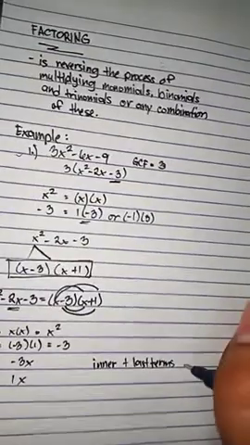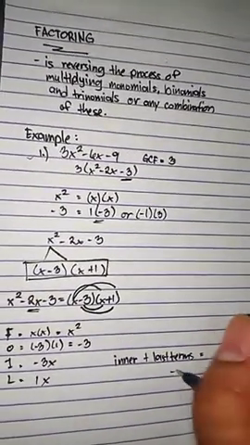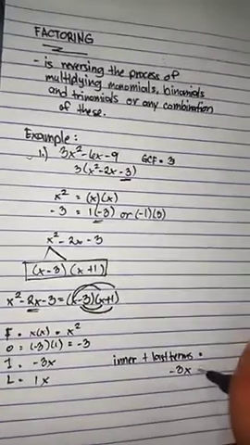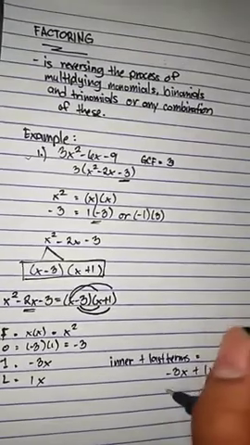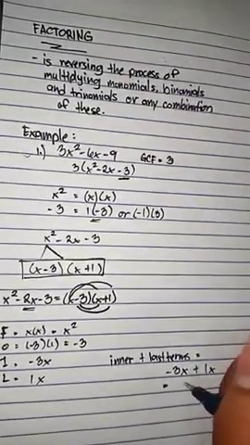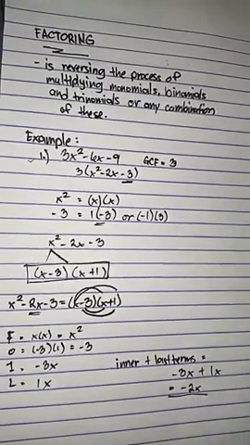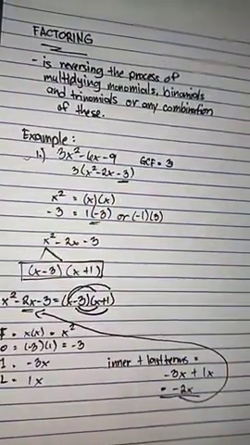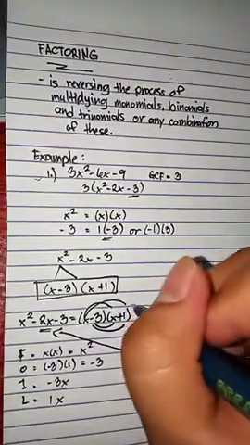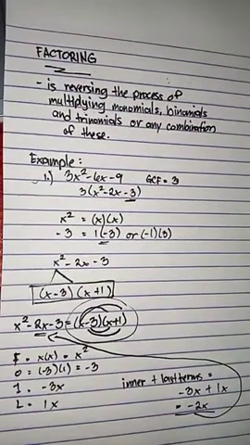Now we have our inner is negative 3x and our last term is 1x. Negative 3x plus 1x is equal to negative 2x, which is the same as here. So this factor is correct. That's how factoring works.